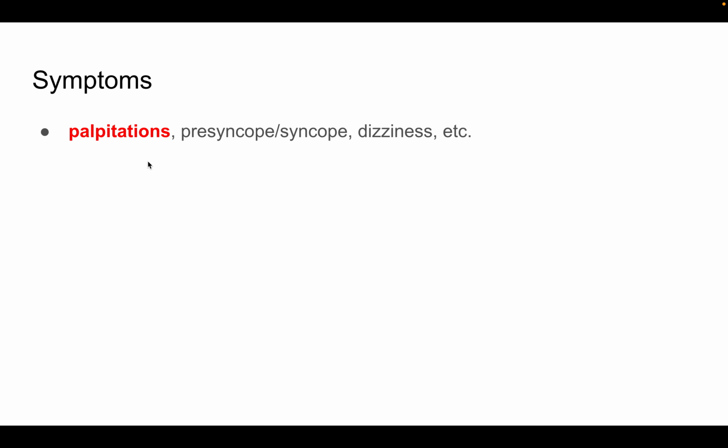So symptoms, just like AFib, because we're in an arrhythmia, we can have these palpitations, right? And then because we could possibly have lower cardiac output with a flutter, you can have these pre-syncopal, syncopal episodes and dizziness. This should make sense.